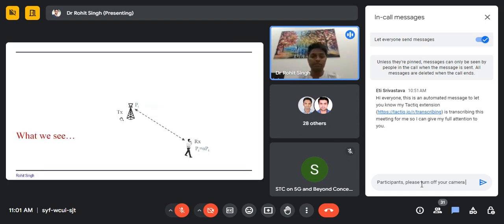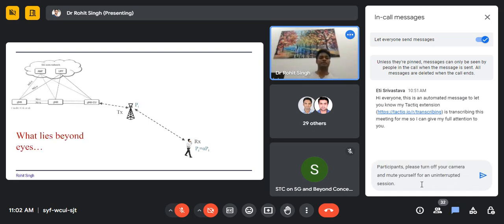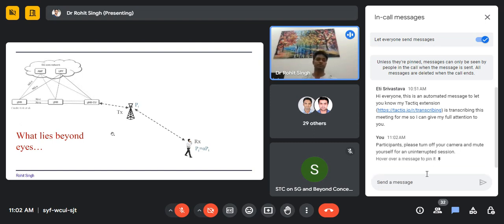As a telecom operator or as a user, what we see at the communication end is this scenario where we have a mobile and we try to communicate to the network via a base station. So this is what we see as a mobile user, but a lot more exists beyond that. This is a core network which is connected to the base station and cannot be seen by a regular user, and hence this is what lies beyond our eyes.